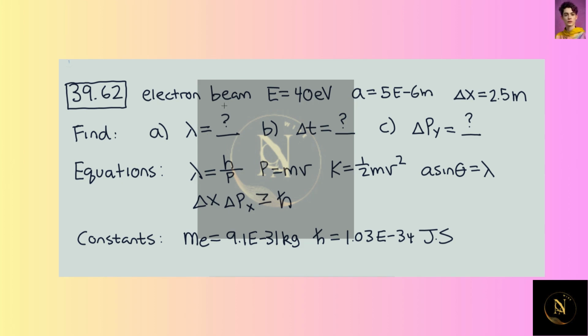So we're first asked to find what this wavelength is for these electrons. We're then asked what's the time it takes for the electrons to travel to the screen. And we are finally asked for the uncertainty in the y-directed momentum of these electrons.